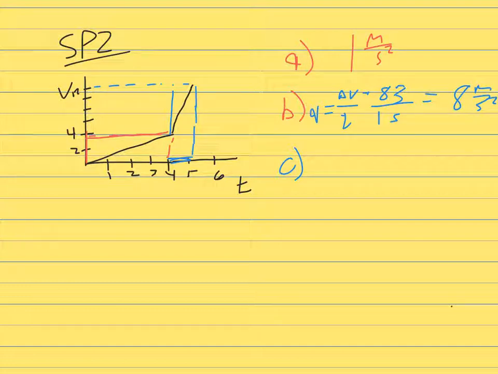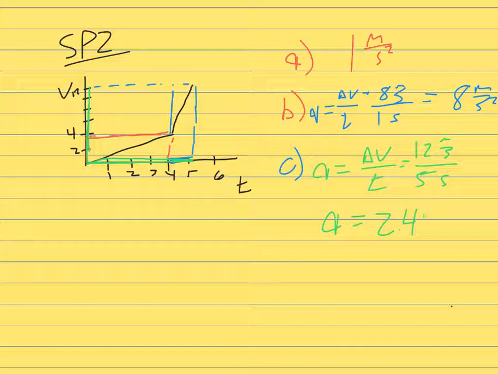C, what is the average acceleration between 0 and 5 seconds? So I'm going to go to green, and I'm going all the way over from 0 to 5. And I have a change in velocity. So acceleration equals delta v over delta t. I have a change in velocity of 12 meters per second, and it happens over a 5-second period, which means for part C I have an acceleration of 2.4 meters per second squared. Great.